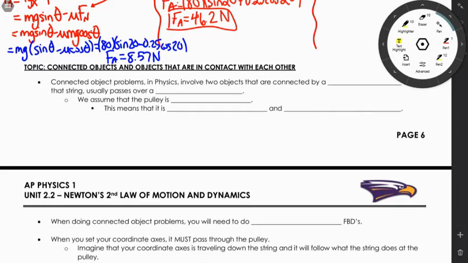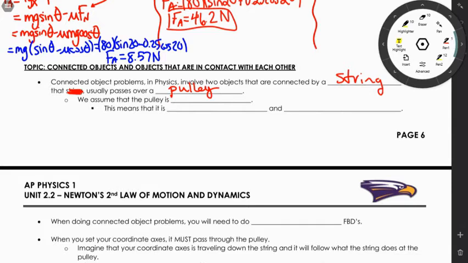Okay, so connected object problems in physics involve two objects that are connected by a string that usually passes over a pulley. And I apologize for that. It took me a second there.